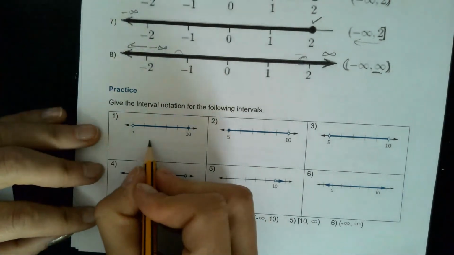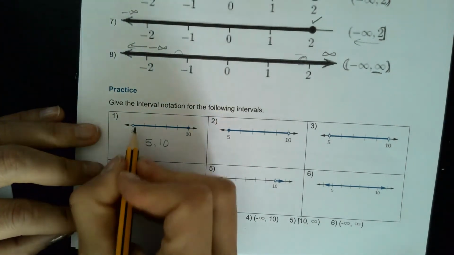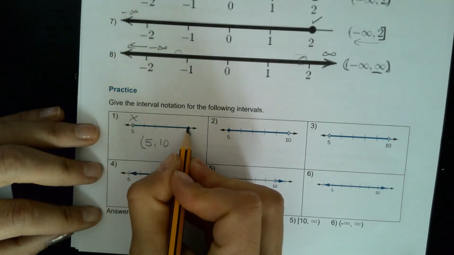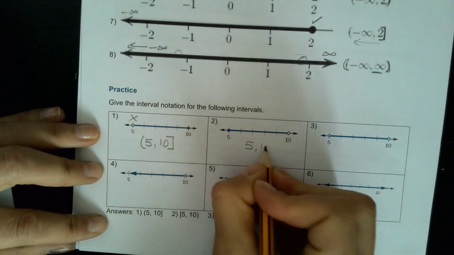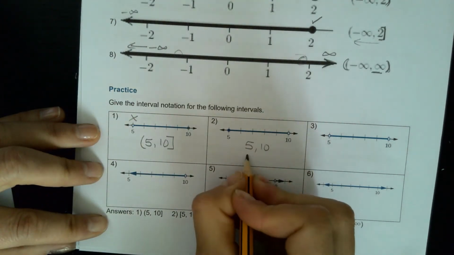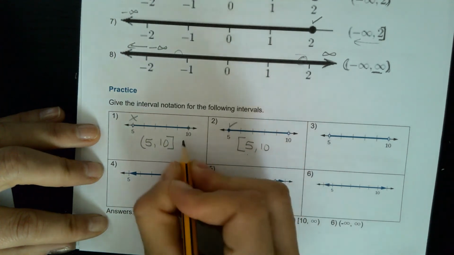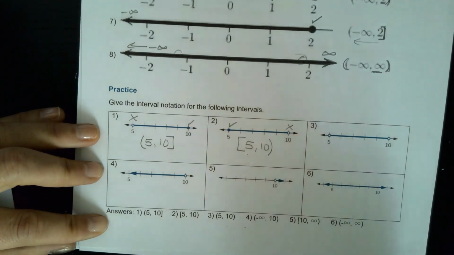So here it has 5 and 10. See the circles are 5 and 10. This is an open bracket, so it says don't include it. This is a closed bracket, so it says please include it. I have dots at 5 and 10. So this is a closed circle, so it says please, yes, include it. This is open, so it says don't include it.